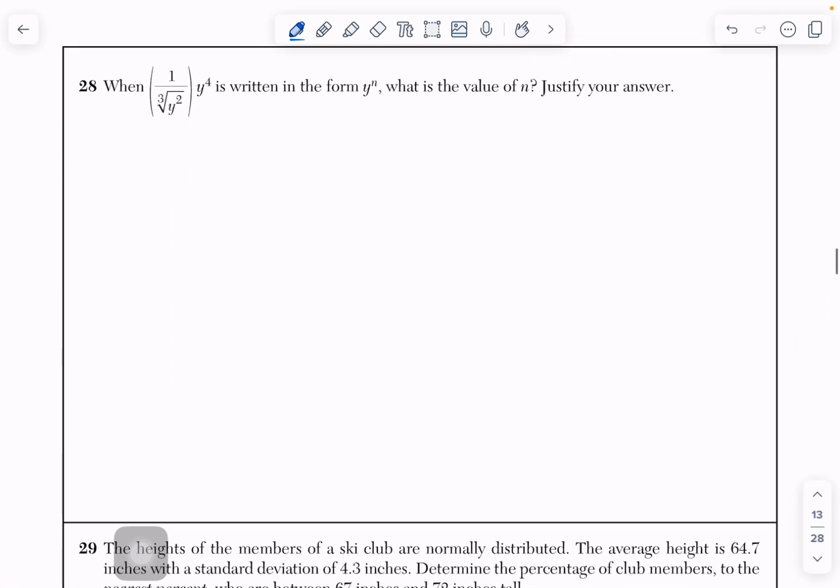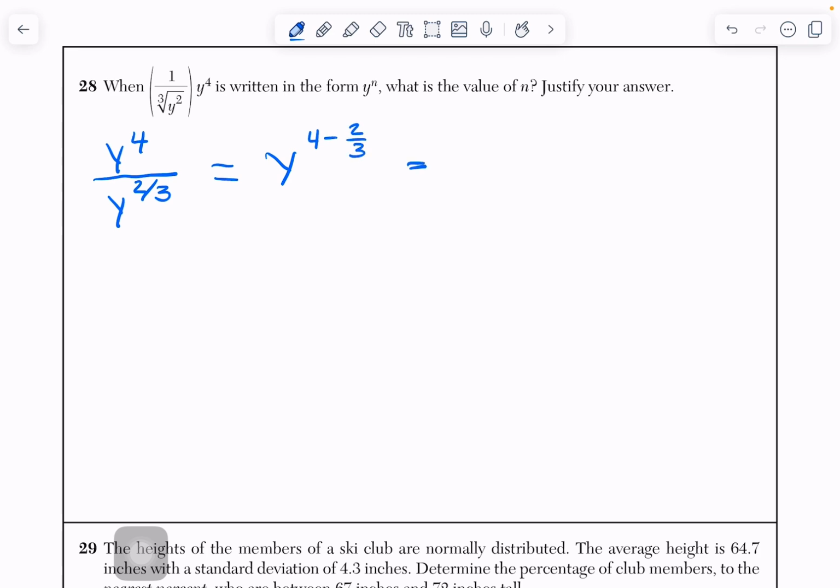The next one, 1 over the cubed root of y squared, right? Times y to the 4th. So first of all, let's multiply the numerator. So we have y to the 4th. And let's do the denominator as a fraction, right? So we do y to the 2 over 3 power, okay? And then when we divide, we're actually subtracting. So you take this minus 2/3, right?